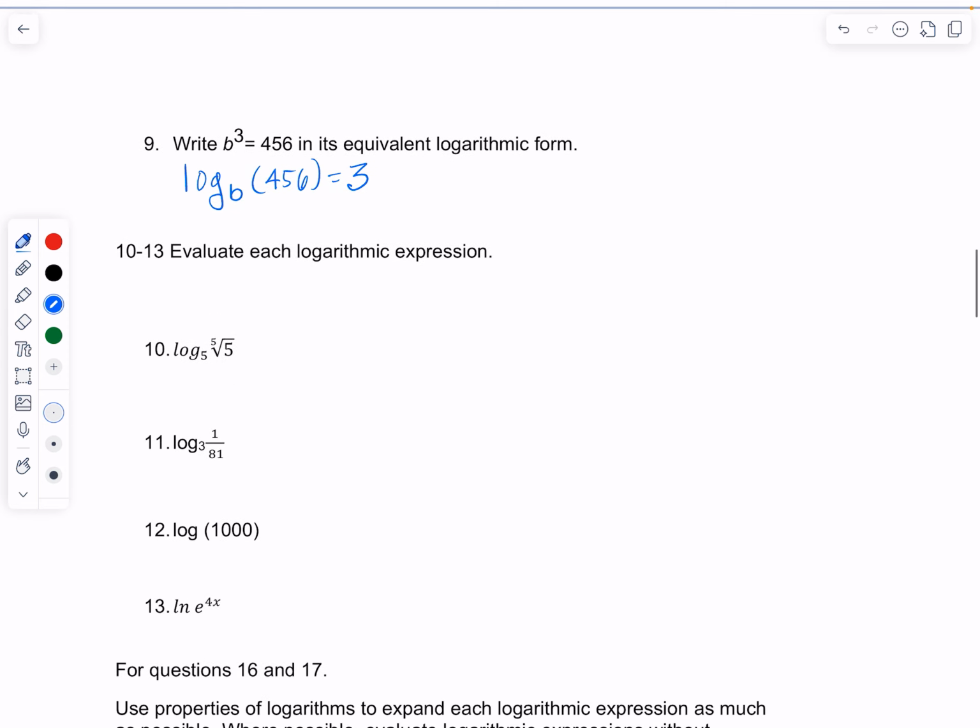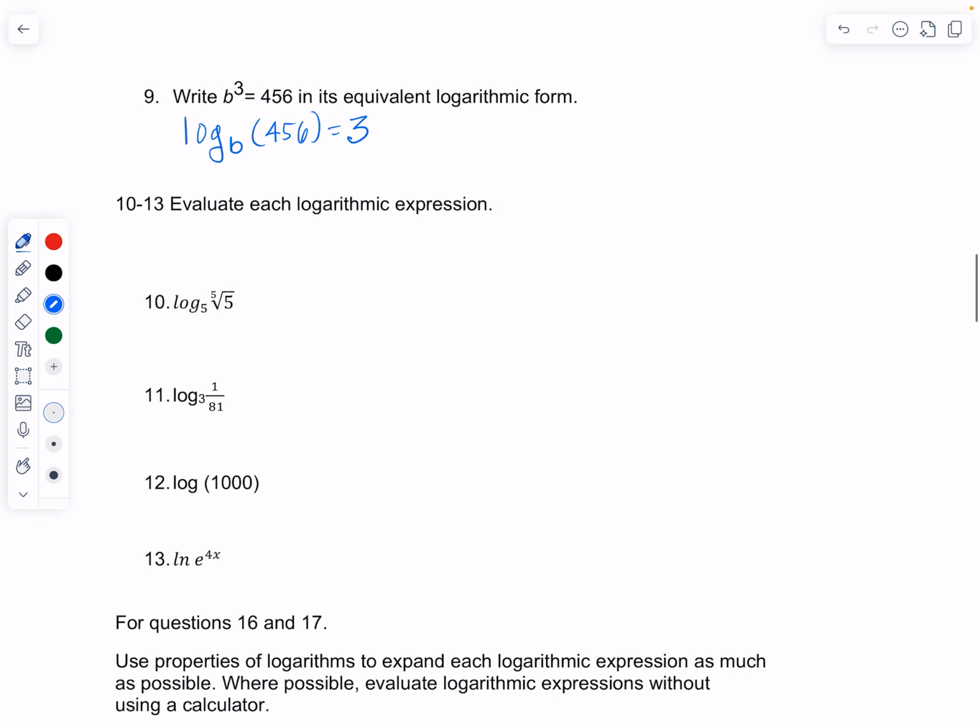Number 10 says evaluate each logarithmic expression. So to do this, what I'm going to do is rewrite it in exponential form. So number 10, the base is 5, because it says log base 5. I'm going to raise it to, there's nothing there, so I'm going to call that x. So 5 to the x equals, now I write this value here, which is the 5th root of 5. Okay, so if I rewrite this, I can get 5 to the x equals 5 raised to the 1/5 power. When the bases are the same, we can just set the exponents equal to each other. So x equals 1/5, and I'm done.